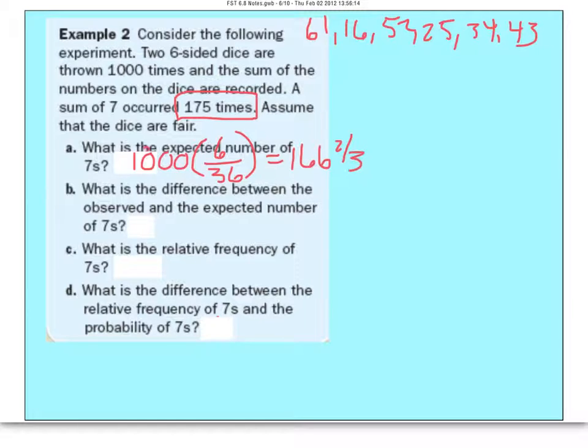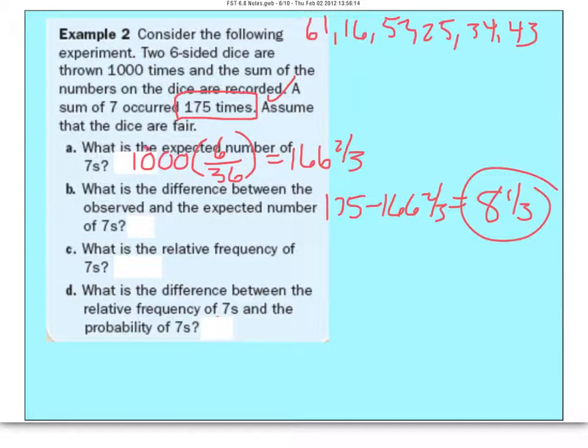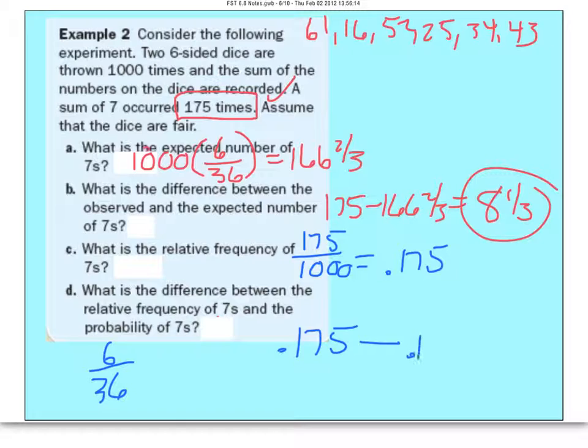So we would expect that many outcomes in theory, but we had it 175 times. The difference here is 175 minus the 166 and 2/3. So the difference here is going to be 8 and 1/3. Now the relative frequency, it happened 175 times out of the 1,000, so that's 0.175. Difference between relative frequency and probability. Again, relative frequency was this. Probability, if we do 6 over 36, is going to be 0.166. The difference here is going to be this value.